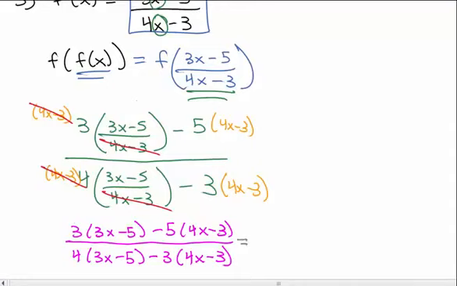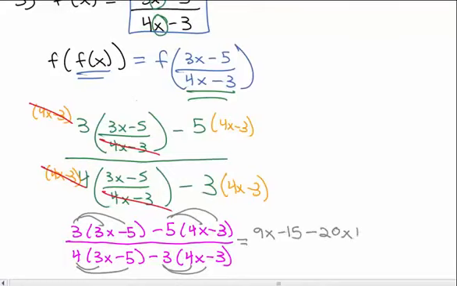Not difficult here, just a little bit of algebra, distributing through top and bottom. So we'll have 9x minus 15 minus 20x plus 15 all over 12x minus 20 minus 12x plus 9.